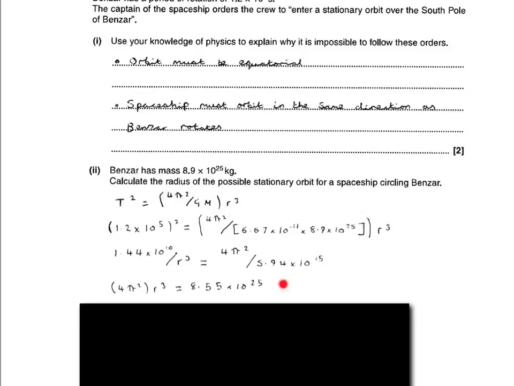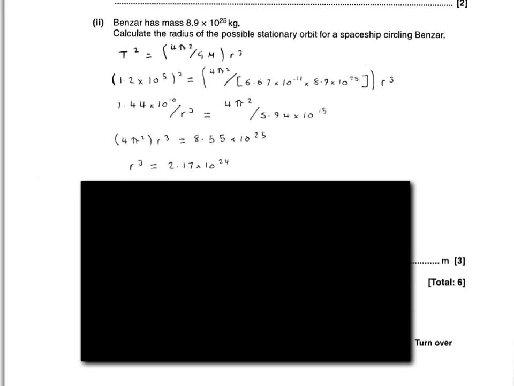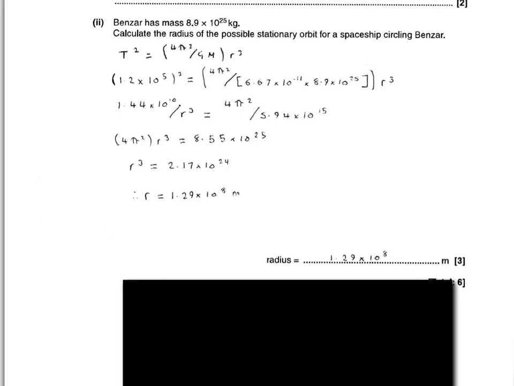and then we move the 5.9 times 10 to the 15 across to the other side, timesing that by the 1.44 times 10 to the 10, which gives 8.55 times 10 to the 25 equals 4 pi squared r cubed. The next step after that is to take your r cubed and divide both sides by 4 pi squared, which gives you a value of 2.17 times 10 to the 24. And then we just cube root our value of 2.17 times 10 to the 24, and that will give us our value for r, which is 1.29 times 10 to the 8, and that goes down here in the answer box.